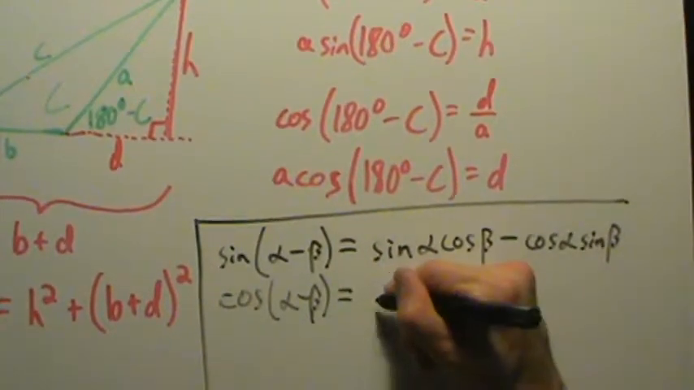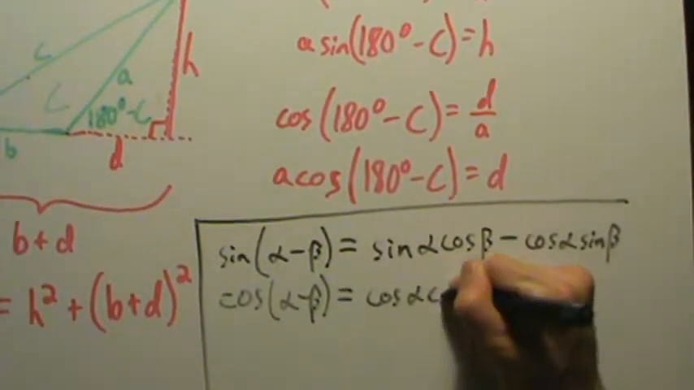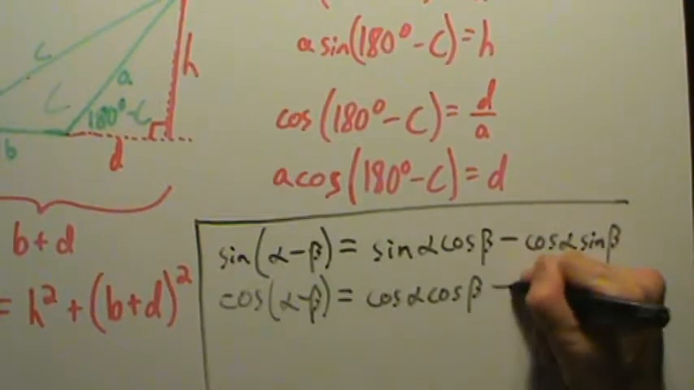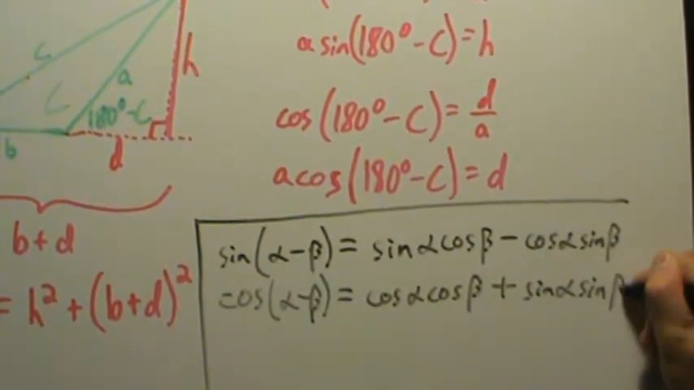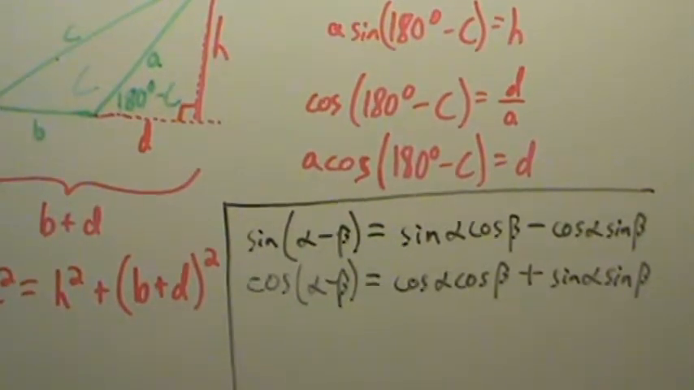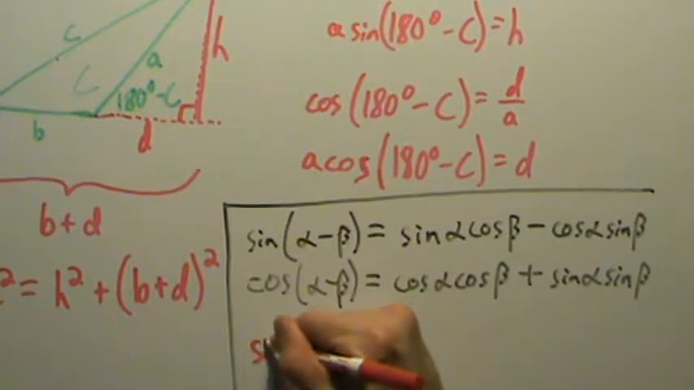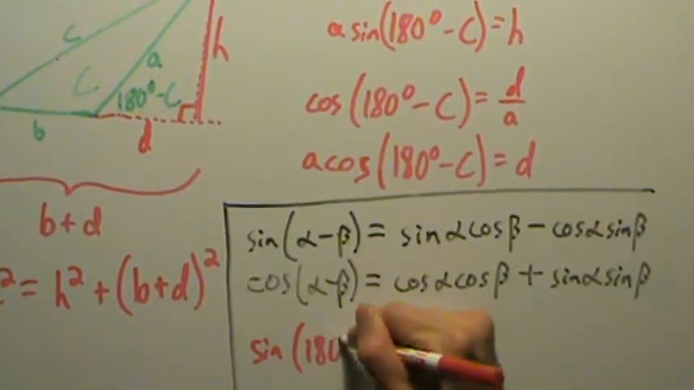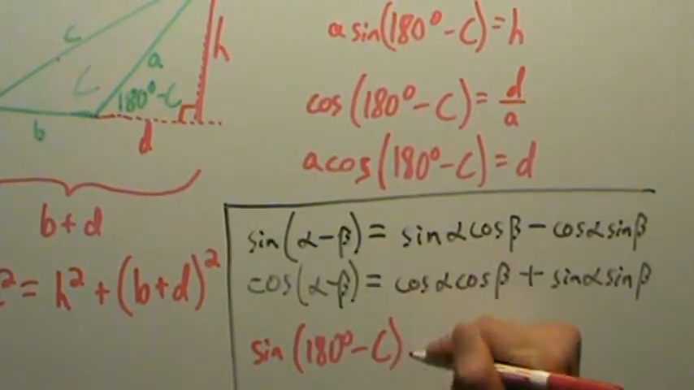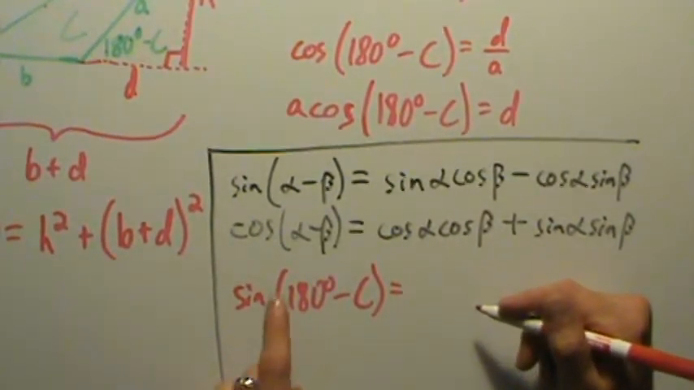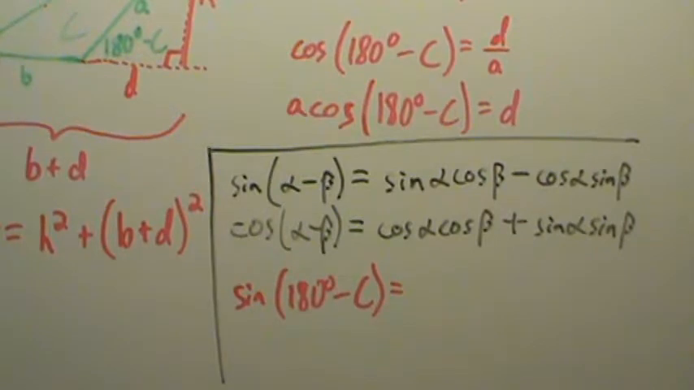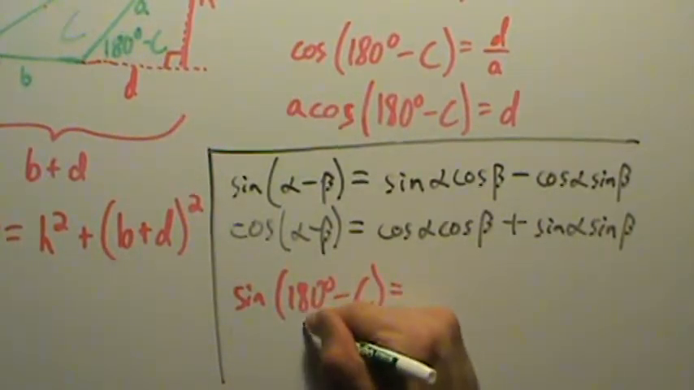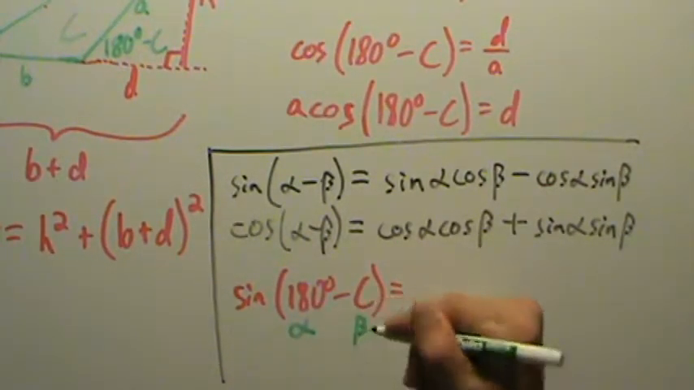So cosine of alpha minus beta is cosine of alpha cosine of beta plus sine of alpha sine of beta. Okay, so what do we have? We have sine of 180 degrees minus capital C. Okay, so this is our alpha, this is our beta. So let's write that. This is our alpha right here, and this is our beta.